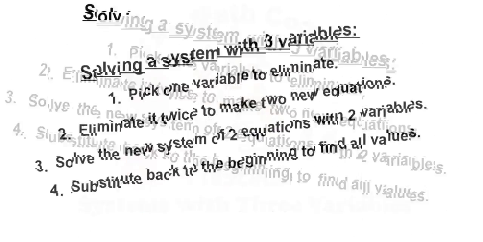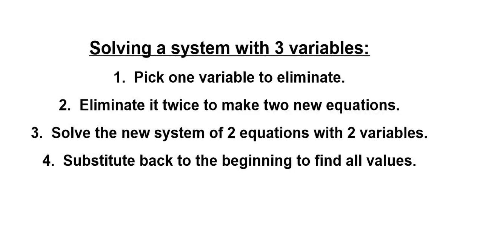Okay, so today we're going to continue looking at systems that have three variables. Remembering that anytime we have three variables in a system of equations, that system must contain three equations as a minimum. So when we have this situation, we're going to start off by picking one variable that we're going to eliminate from the problem. Just whatever variable you choose, it really doesn't matter.